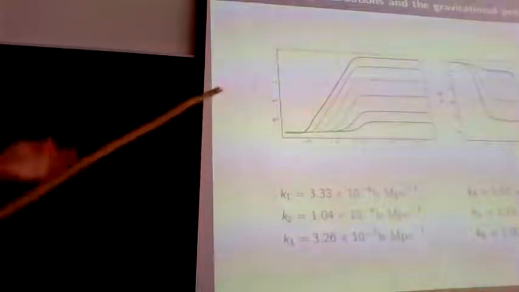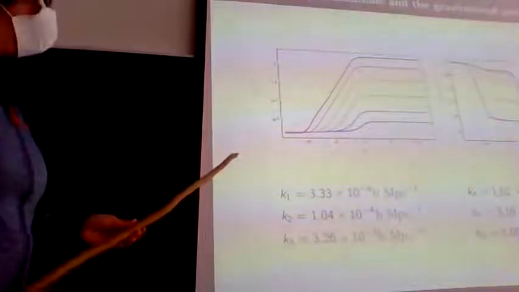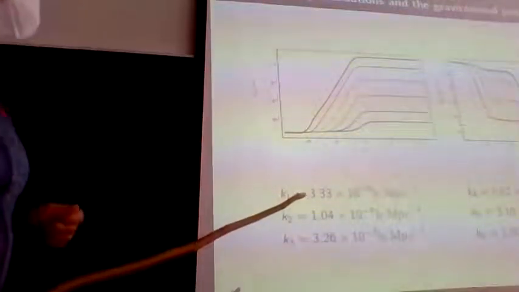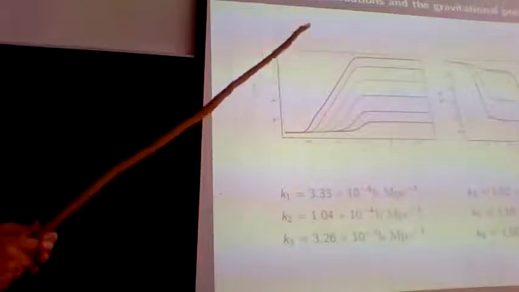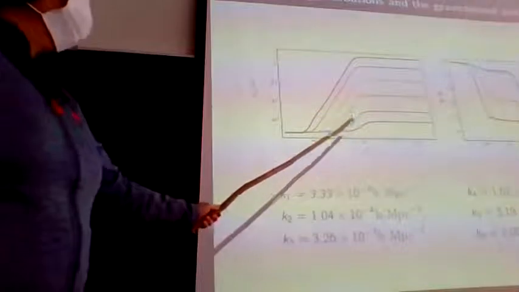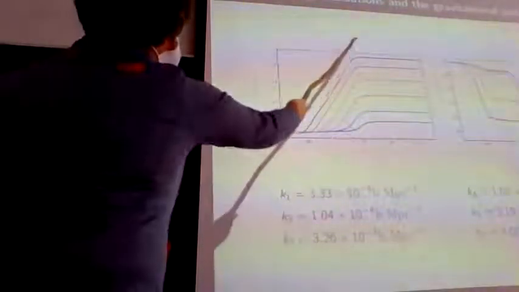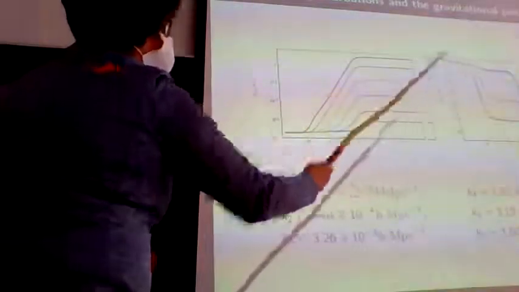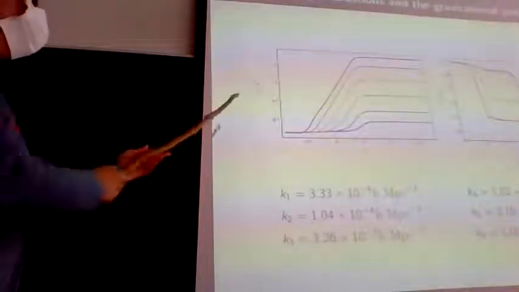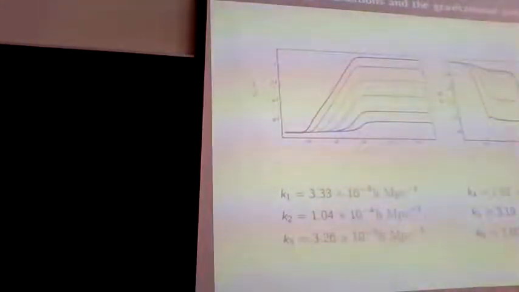The perturbation for the dark matter is shown here for different modes. The red ones are those that exit the horizon first, which is this one, k1, and then this pink one is the last to exit the horizon. Nowadays, t equal zero, is this line over here. So this is how the perturbation of matter evolves, and this is how the perturbation on the gravitational side evolves for different k.